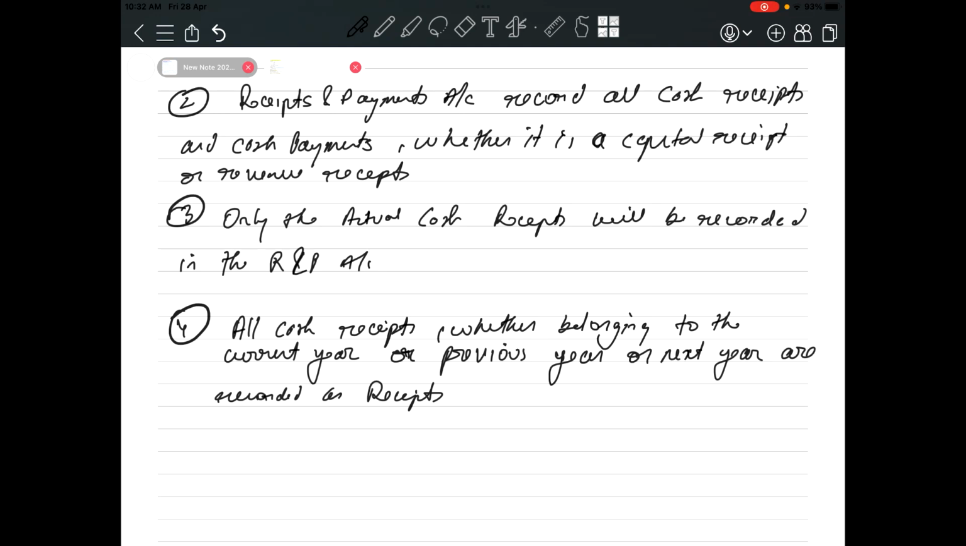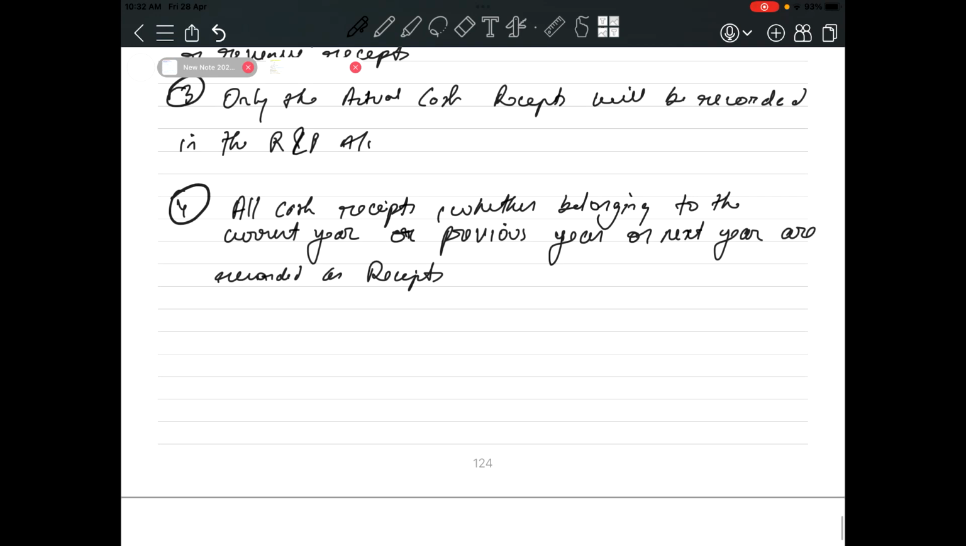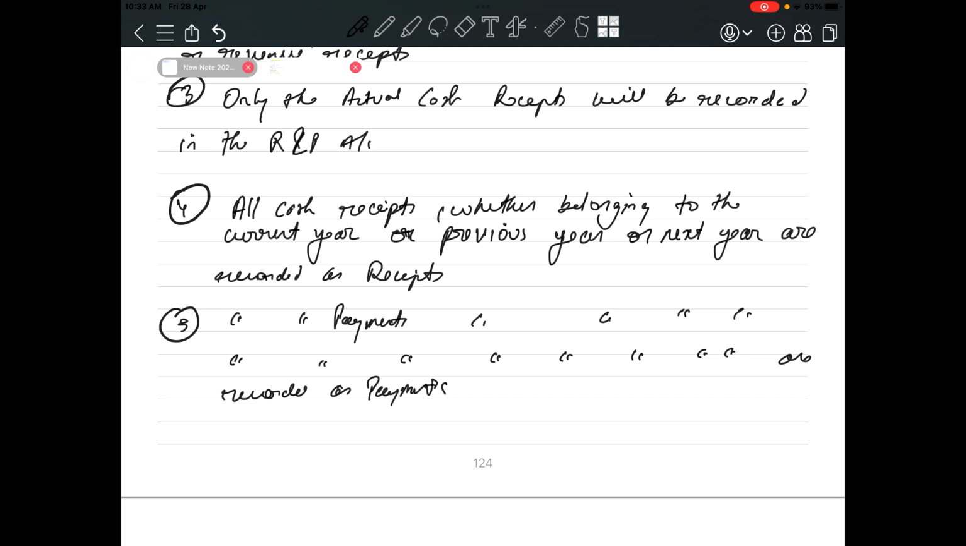Similarly, all cash payments, whether belonging to current year, previous year or next year, are recorded in receipt and payment account. Now point number 5, you can write: all cash payments, whether belonging to the current year or previous year or next year, are recorded as payment on the receipt and payment account. I hope this is clear.